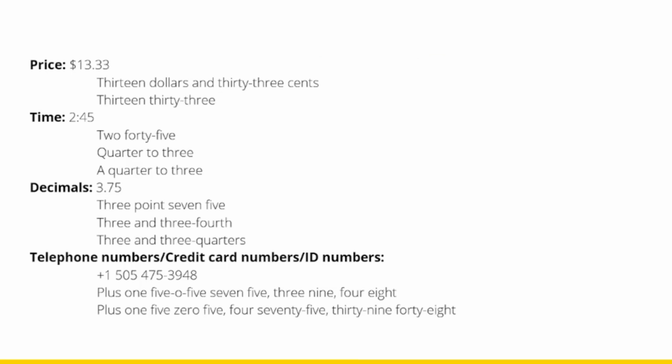And now we're going to review how to say price, time, decimals, telephone numbers, credit card numbers, and ID numbers in different ways. So as you see on the slide, we have price 13.33, and it can be said differently. So you have to be aware of that, and you have to be able to recognize that number. As you see, it can be said as the following: $13.33, or the speaker can say 1333.